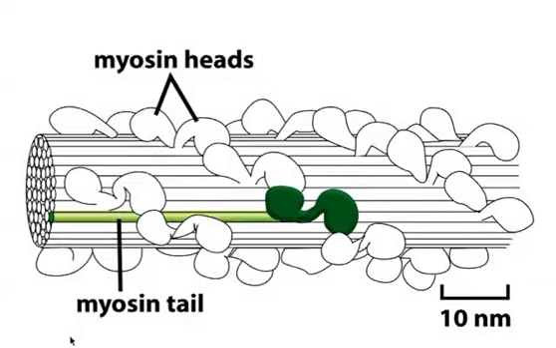Okay, so this is what it looks like in a close-up. So you've got your myosin tail, and then there's your head. And so they're all kind of wound together, so you get this array of different heads. And they're all going to work together.